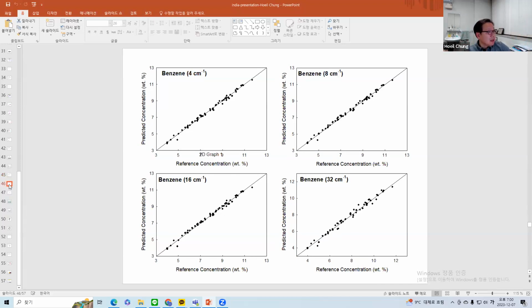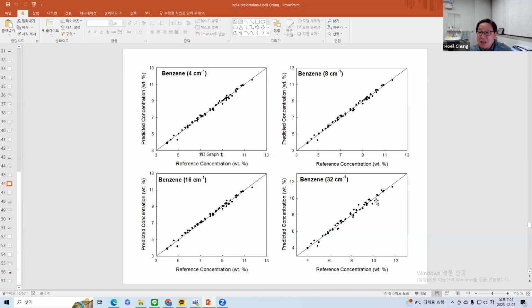Also, this is the benzene case. In the benzene case, 32 wave number is quite good. As I mentioned before, why is that? Because benzene has a very, very clear structure. So even at 32 wave number, the lowest resolution, you can still notice the presence of benzene. That's why even at the lowest resolution, the correlation is quite good.